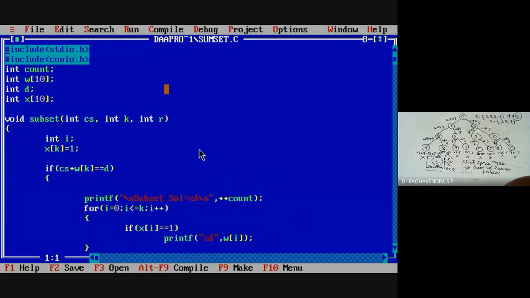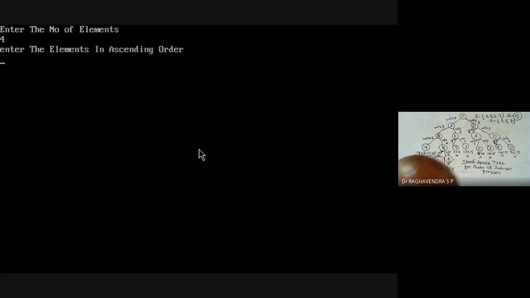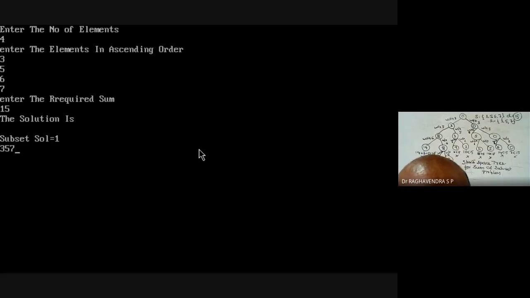Second problem, once again we will execute the program. So enter the number of elements. This is there on the board now. So how many elements? 4 elements. What are the elements in ascending order? 3, 5, 6, 7. So sum 15. So only one solution is present: 3, 5, 7. You can see here 3 and 5, and no 6 because without 6 and with 7. So 3, 5 and 7.